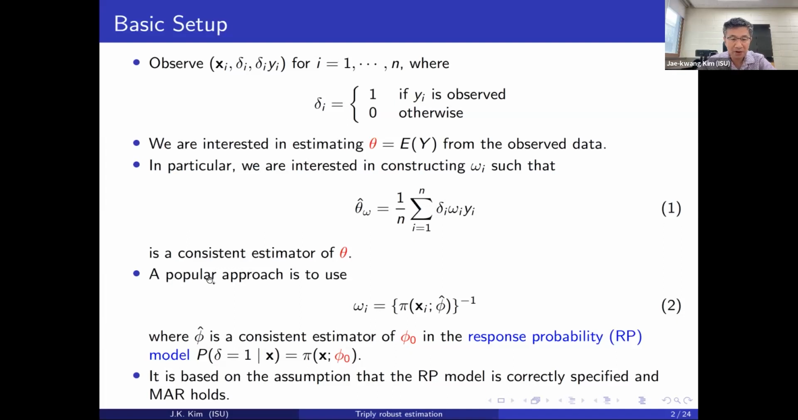One popular approach is to use the inverse of the response probability, where we need to estimate the model parameter in the response probability model. The basic idea is based on the assumption that the response probability model is correctly specified and missing at random holds.